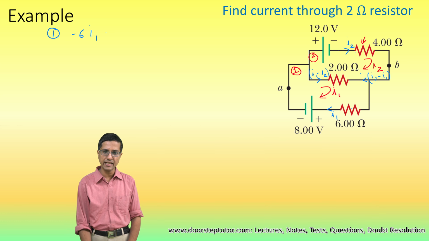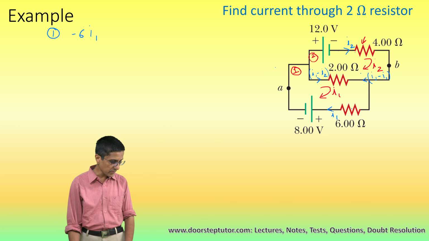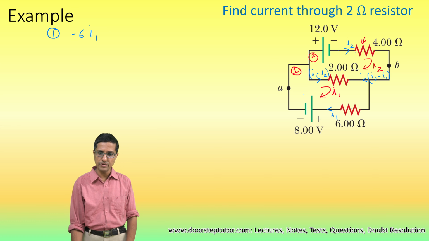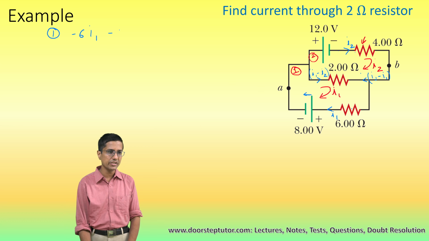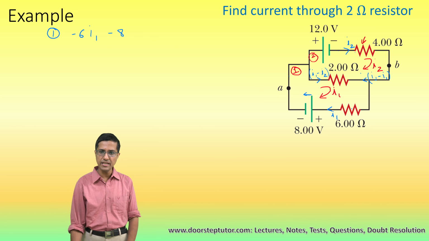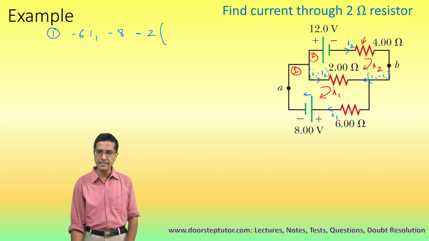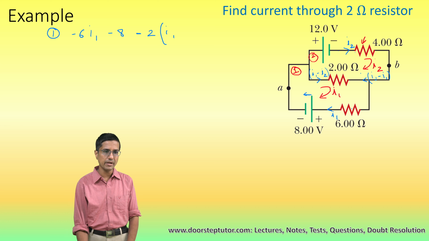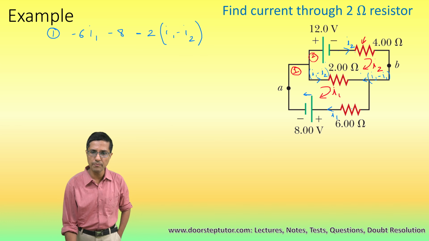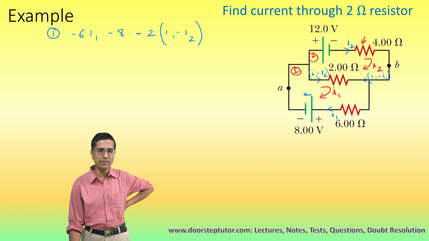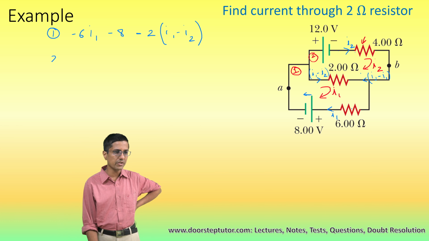So this is minus 6 I1, and then I come here, and across this battery there is a voltage drop plus to minus, so this is minus 8, and then I come here again, what I write is minus 2, and I choose to go in this direction, clockwise direction, and I'll choose this current I1 minus I2. So that is again a potential drop because we are going in the direction of I1 minus I2.